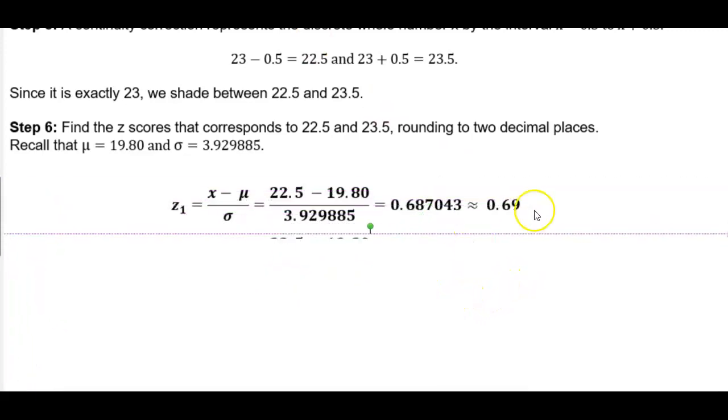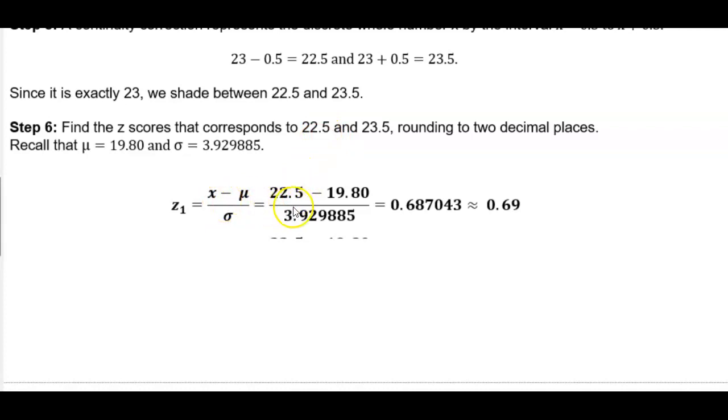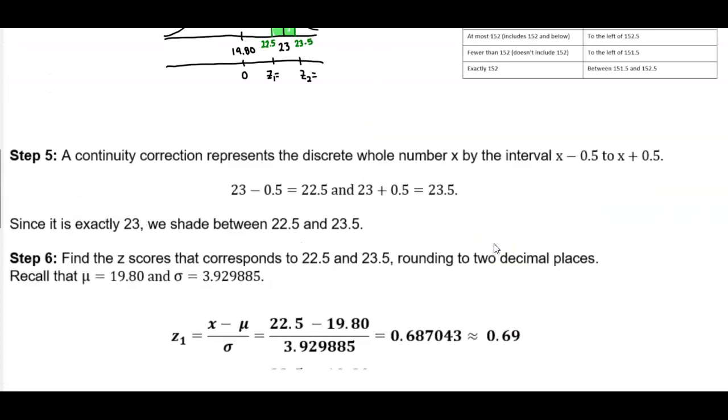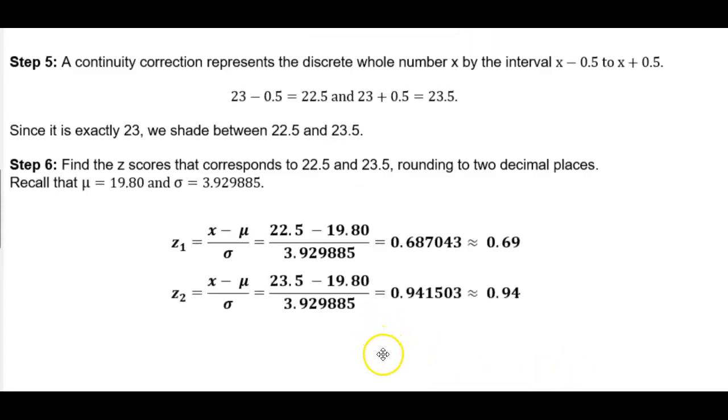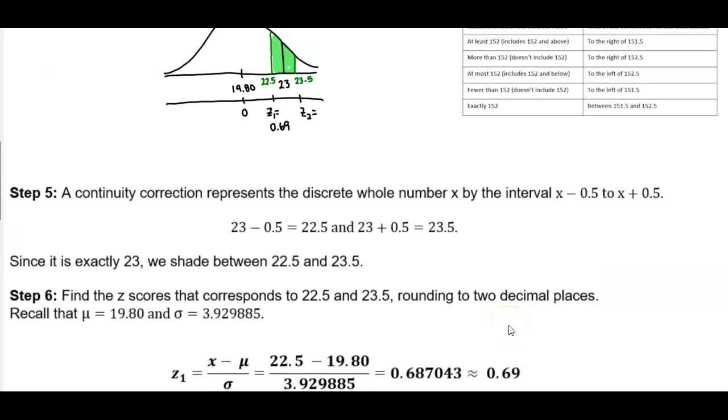For z1, we're using 22.5. So 22.5 minus 19.80 divided by the standard deviation of 3.929885 gives us 0.687043. Remember, z-scores need to be rounded to 2 decimal places, which gives us 0.69. Next, we want to find the z-score associated with 23.5. 23.5 minus 19.80 divided by the standard deviation, 3.929885, gives us 0.941503. Rounding that to 2 decimal places gives us 0.94. Therefore, 23.5 has a z-score of 0.94.